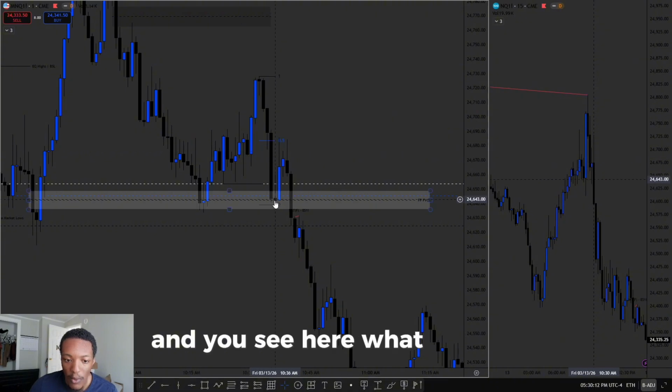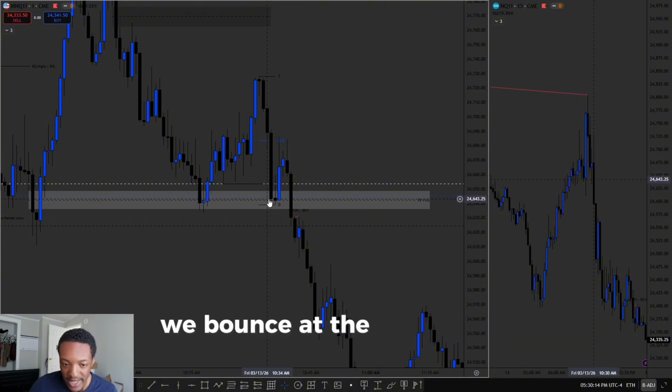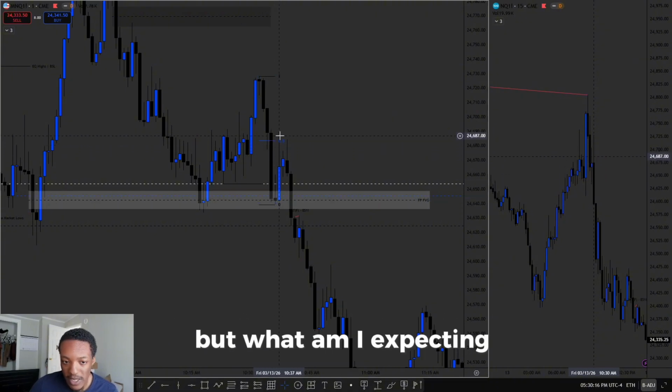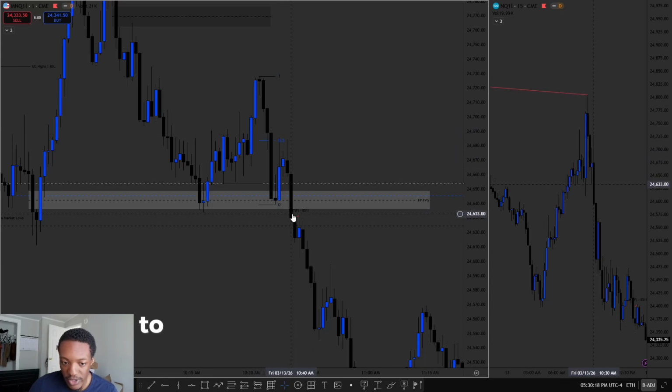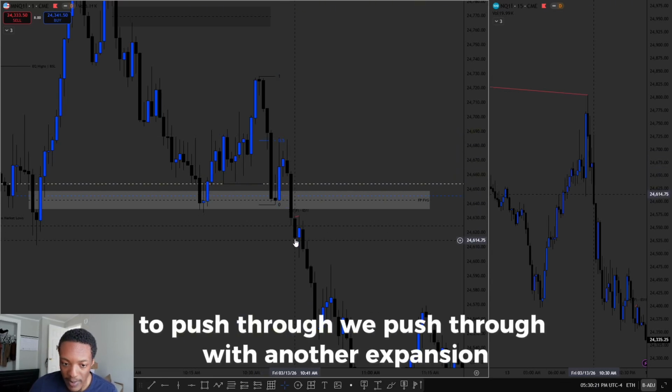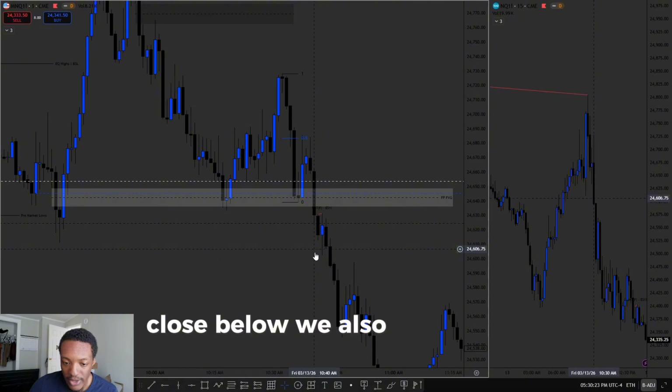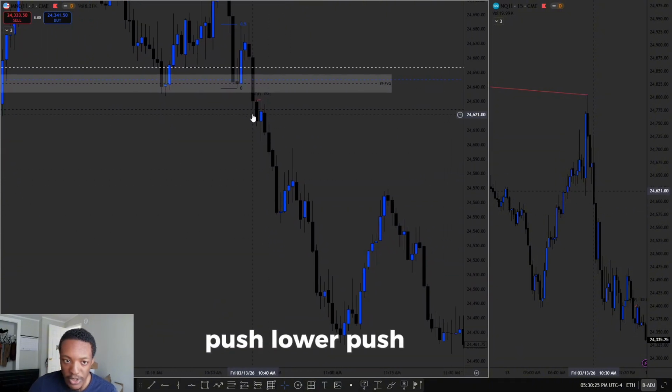And you see here what happens at our first presented fair value gap. We bounced at the consequent encroachment. But what am I expecting? A retracement to allow us to get more strength to push through. We push through with another expansion, close below. We also continue to push lower, push lower, push lower.